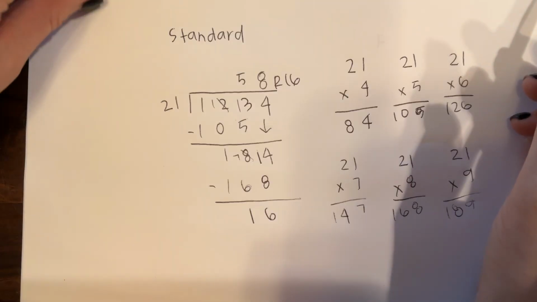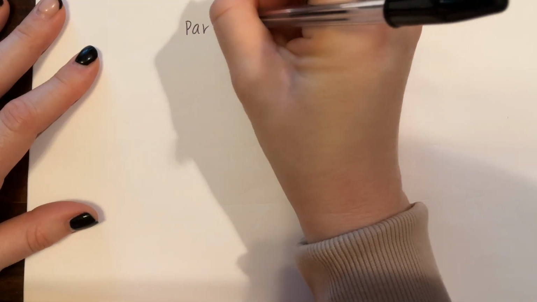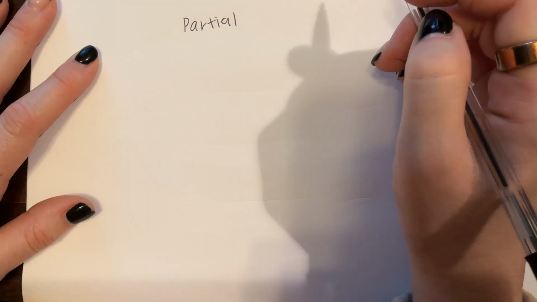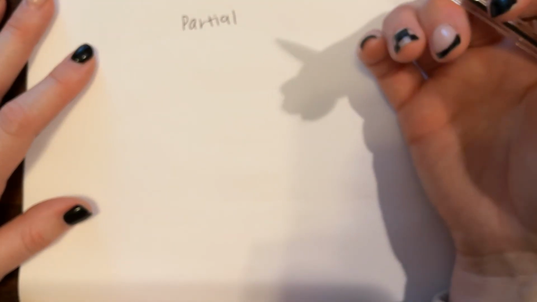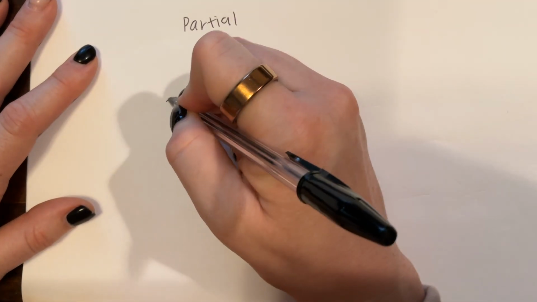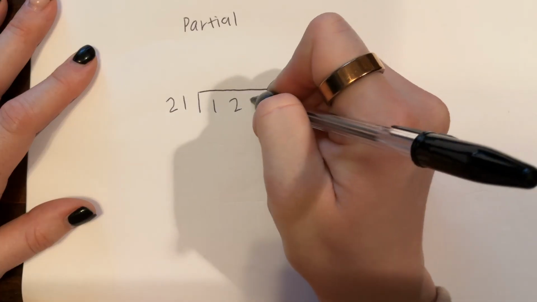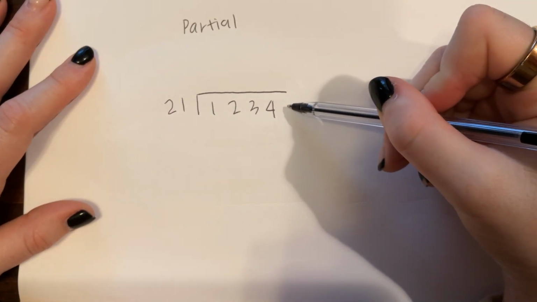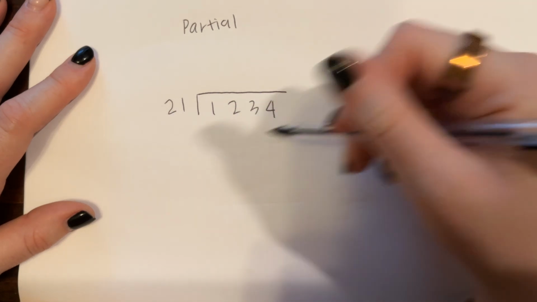For the next method I would like to show is the partial quotients. This method is probably my favorite, especially when you're using multi-digit numbers, to keep the consistency and show students that whatever method you choose to use, you can get the same answer. So we are going to use the same numbers. And essentially for this particular method, we're trying to see what kind of chunks we can take out of our divisor, or excuse me, our dividend.